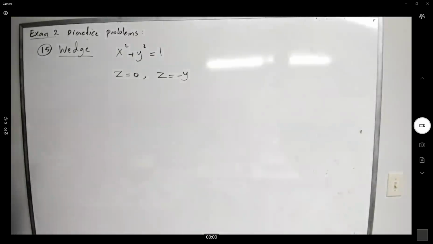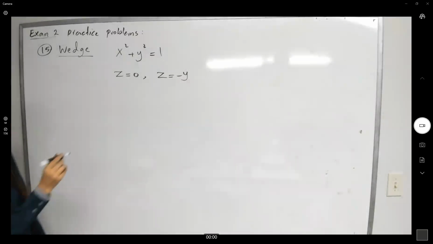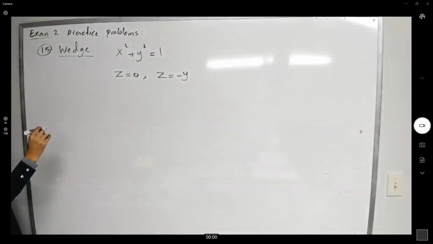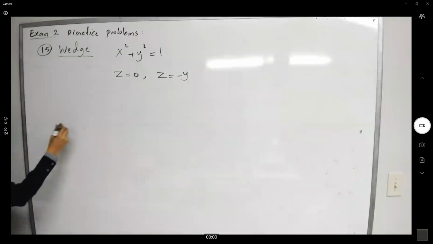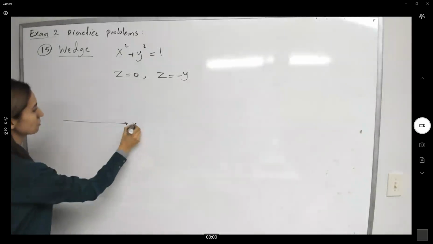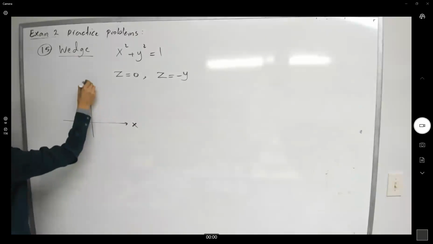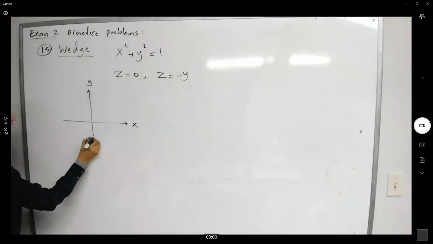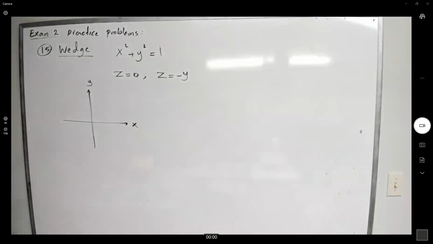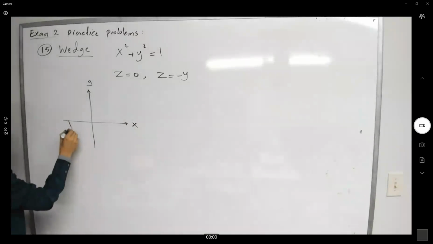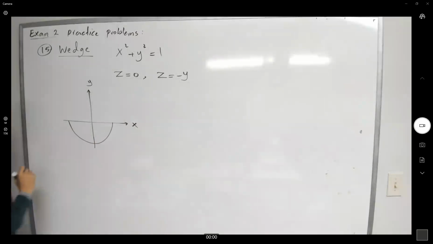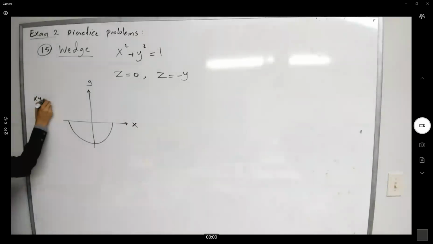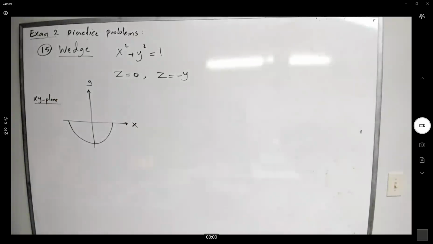I'm going to flip the graph so we have a better visualization here. This is my x and this is my y. And if you want to just take a look at the cut of the wedge, here we have this object in the xy plane. The question says, evaluate the integral as an equivalent iterated integral.